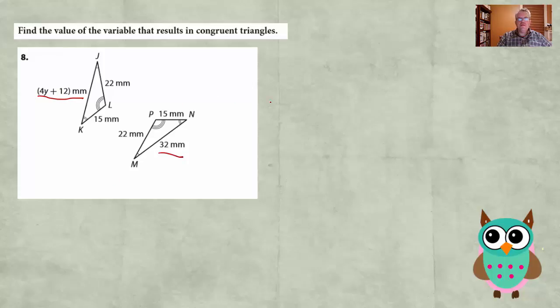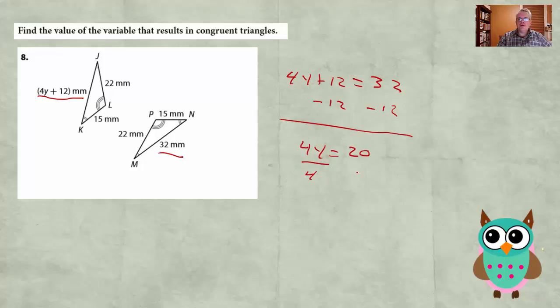Okay, so all we have to do is set 4y plus 12 equal to 32. Okay, then we just solve. We subtract 12 from both sides. And we get 4y equals 32 minus 12 is 20. You could also use backtracking. I'm kind of using the old school way of solving an equation, but you could backtrack this also, and we get y equals 5. If y equals 5, 4 times 5 is 20 plus 12 is 32, and those two sides would match, and then the triangles would be congruent.